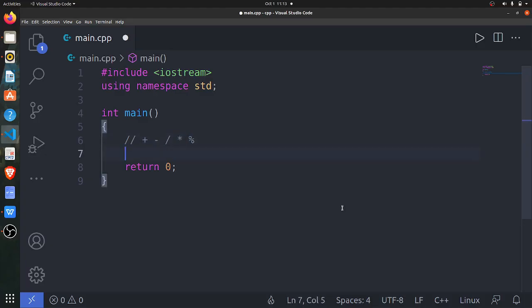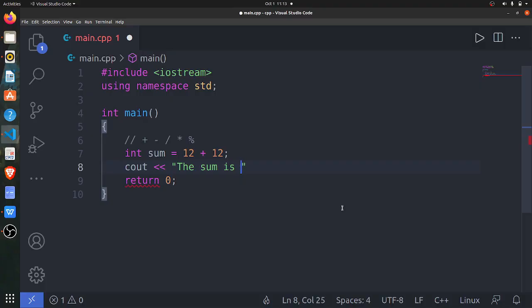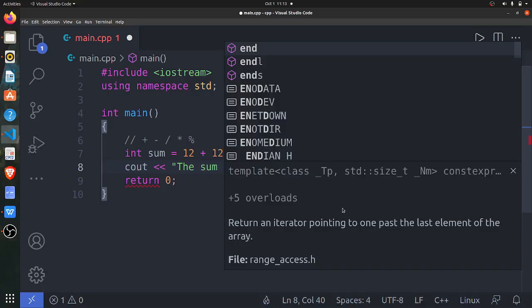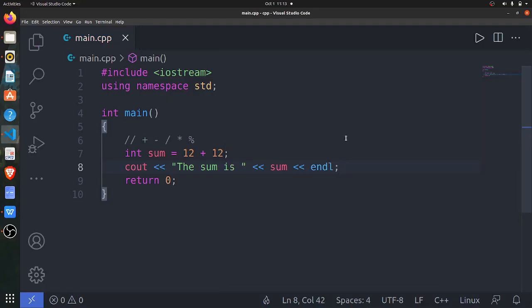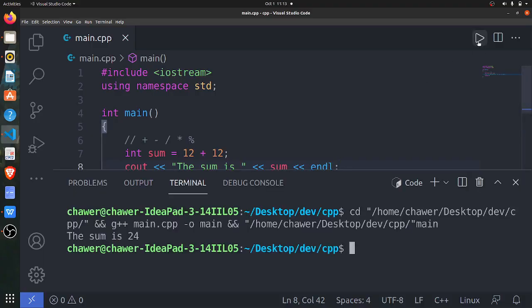For example, I'll declare a variable. I'll call this, let's say, sum. You can give it two numbers like 12 and 12. If I were to print out the sum is, what do you expect it to be? The sum would definitely be 24, because 12 plus 12 is 24.